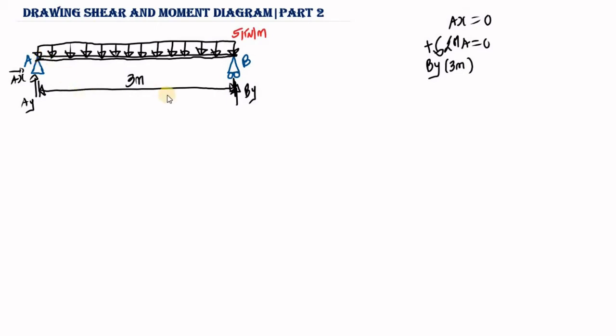So now, as you can see over here, we have a distributed load of 5 kilonewton per meter. Whenever you have a distributed load, you need to decompose this load into its resultant. To do that, you just need to take the area, which is the height multiplied by the breadth. So it's going to be 5 kilonewton per meter multiplied by 3 meters, because this is distributed over a length of 3 meters. The meters cancel out, so this gives us 15 kilonewton.